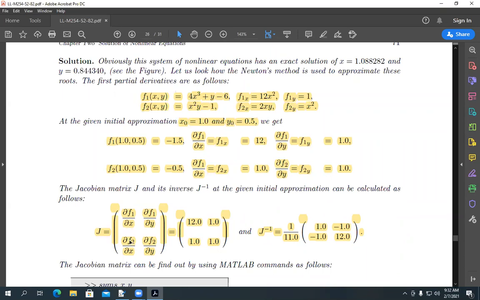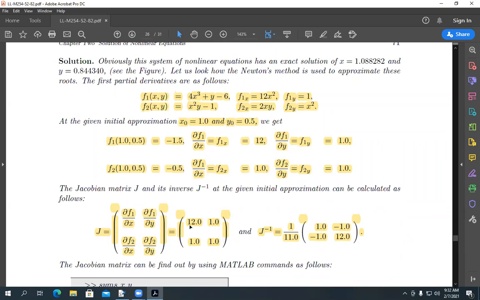J is this formula. What is partial f1 by partial x at the given point? It is 12, and partial f1 by partial y is 1. Here is a mistake, please. This is partial f2, not 1, right? This should be 2 here. I will correct it, inshallah. So this is 1, and this is 1. So we have this one.